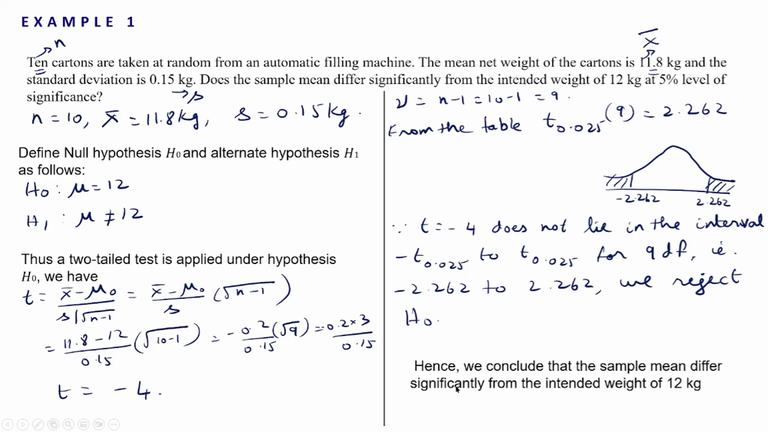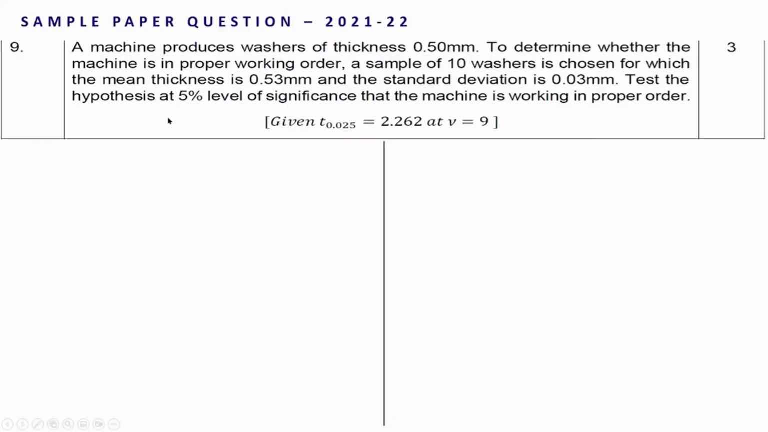Similar question was given in last year's sample paper for 3 marks. Writing the hypothesis carries 1 mark. Then finding the value of t carries 1 mark. Then writing this step and the final answer carries 1 mark. Now let us see the question on hypothesis testing from last year's sample paper, which was asked for 3 marks.